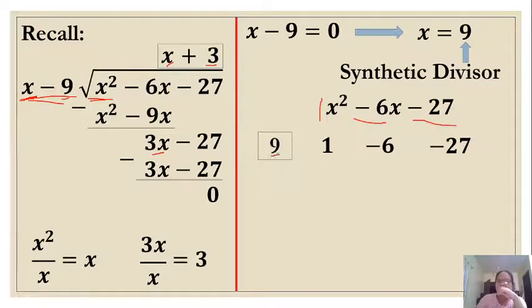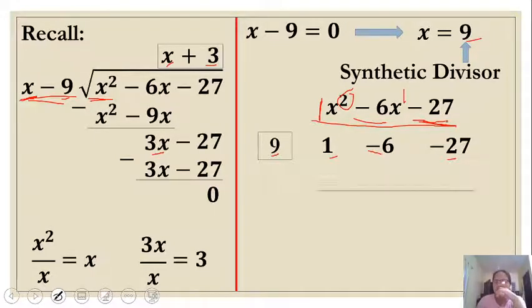So 9 in here came from the synthetic divisor. 1 in here is the coefficient of the first term, negative 6 is the coefficient of the second term, and negative 27 is the coefficient of the last term. But you have to make sure that the dividend is arranged from the term with the highest exponent to the least, and check if there are no missing terms. Then put a bar to indicate a sum later.